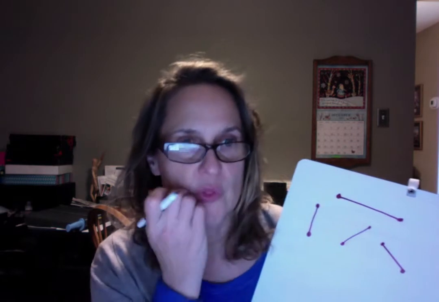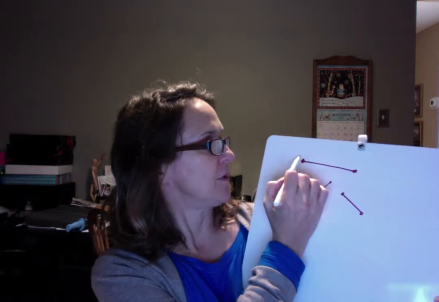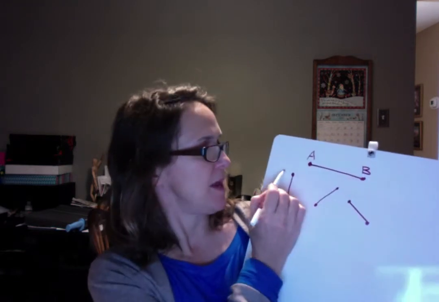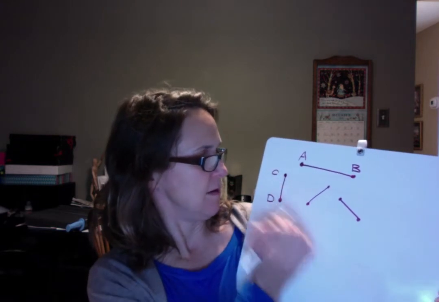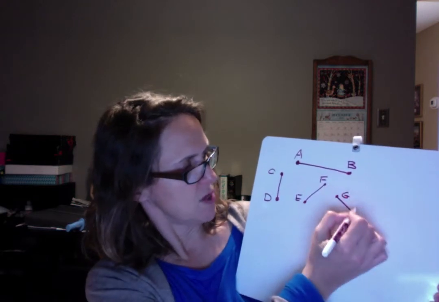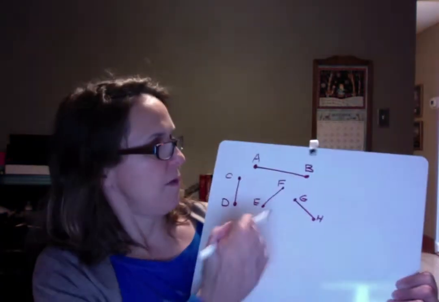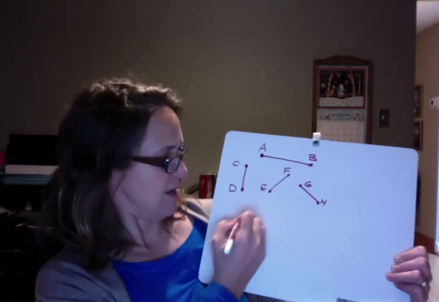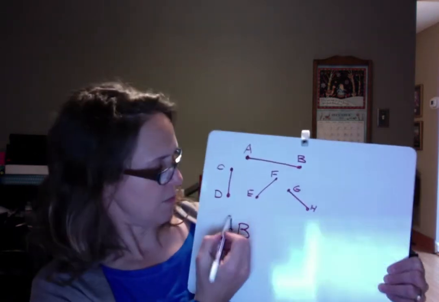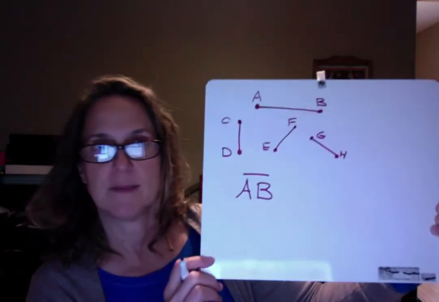The other cool thing with line segments is we name them with capital letters. So we could name this one A, B. Maybe we name this one C, D. Maybe this one E, F. And maybe this one G, H. If I wanted to talk about one of them, I would say line segment A, B. I write both capital letters next to each other and I put a line above them. That indicates it is a line segment.